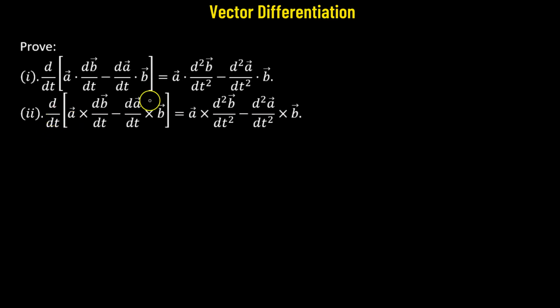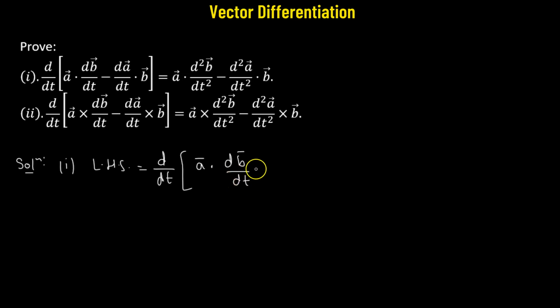So here we need to prove the following. Let's begin with part 1. We'll start from the left hand side. On our left hand side, we have the derivative with respect to t of vector A dotted with dB over dt, minus the derivative of vector A with respect to t dotted with vector B.